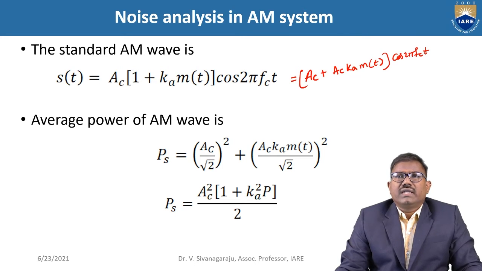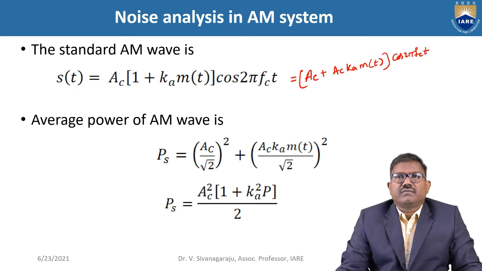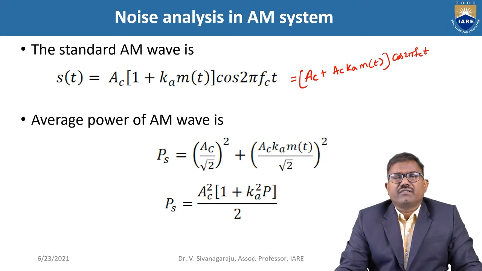So here m square of t is taken as the power of the message signal, where P is the power of the message signal. So finally PS, the average power of AM, is equal to AC square into 1 plus Ka square P divided by 2. Okay. So that is the average power of AM wave.